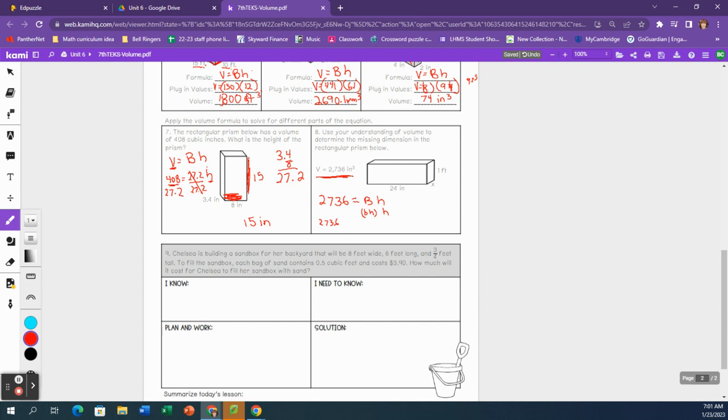Okay, so let's again plug it in. 2736, and then our base times height is, well, we don't know. It's 1 times something, and then times our h which is 24. That's what equals this. So again, we can just solve this equation. Divide by 24, and we get 2736 divided by 24 is 114.